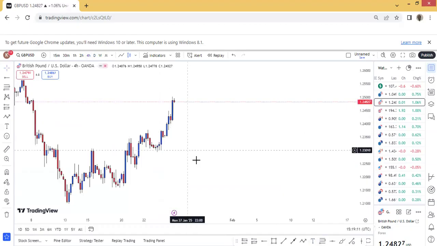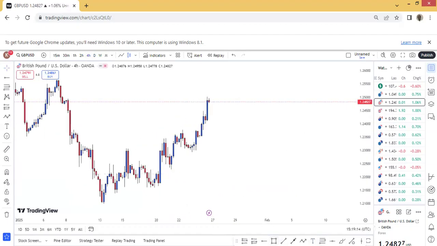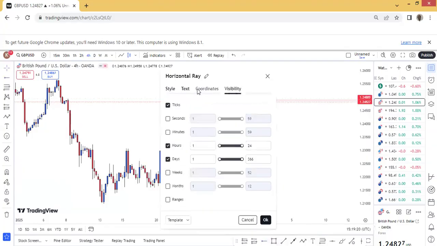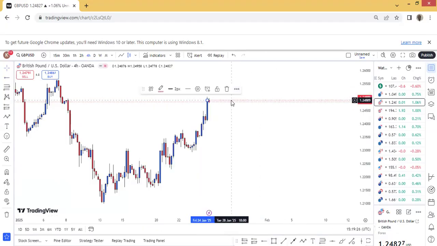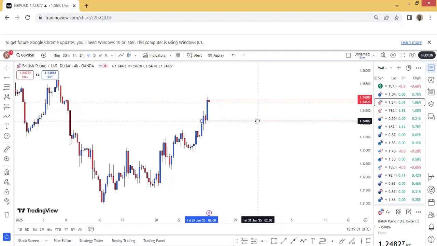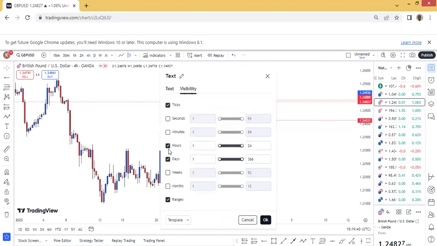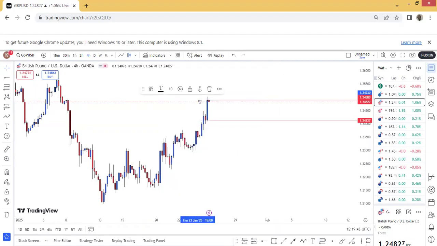On the 4 hours, we are also very bullish. So we are bullish on the daily and bullish on the 4 hours. If you are watching any of my videos, you hear me say I will trade in the direction of the daily and the 4 hours, because those two are pointing in the same direction.